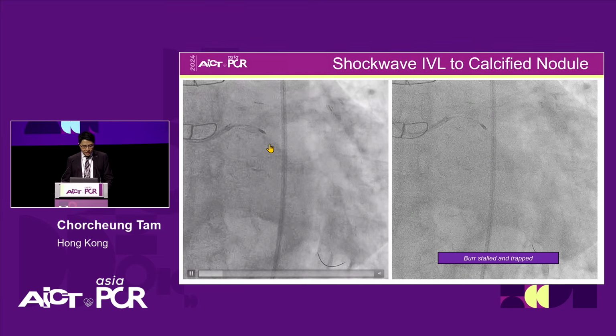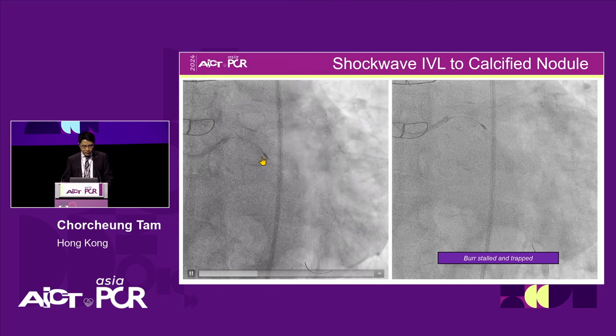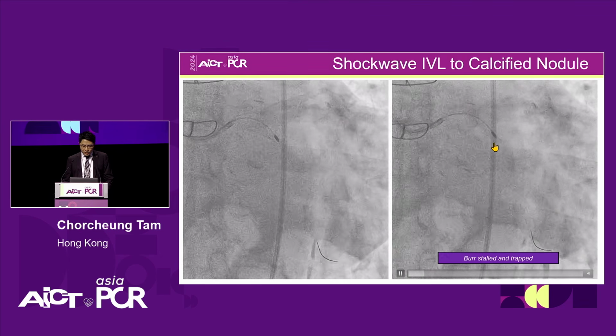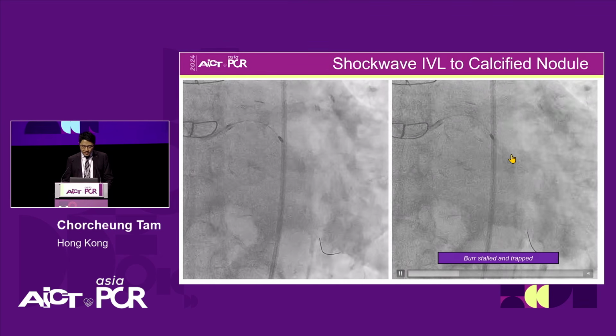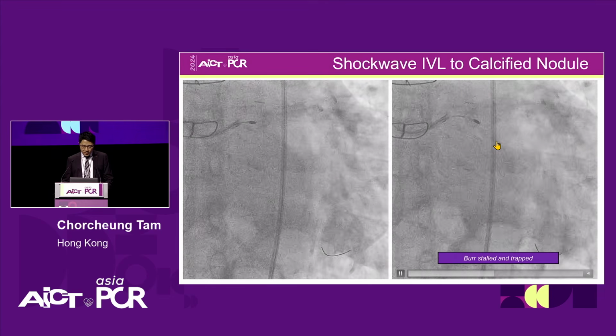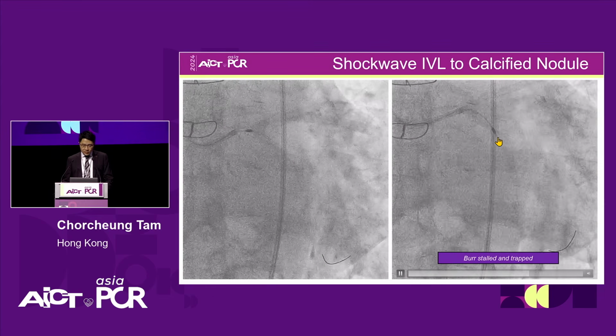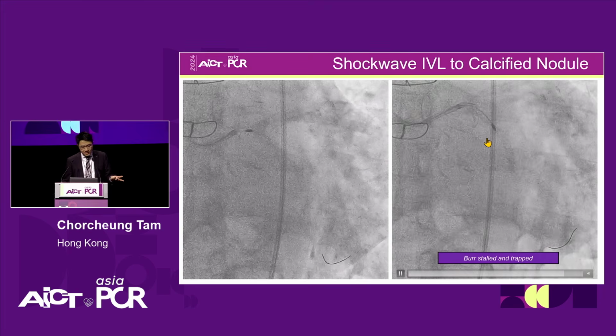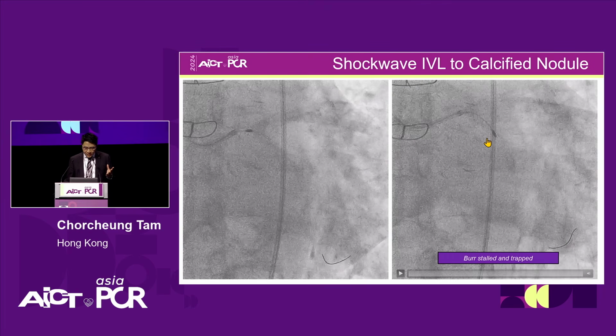Okay, you can see more rounds of ablation. We try to do it slowly. Unfortunately, we push harder. You can see here. Okay, we try to push harder, longer cycle, the burr goes, but again, the burr cannot come back. So this is a classical mechanism of burr stall and trap, right? A classical example. What can we do?